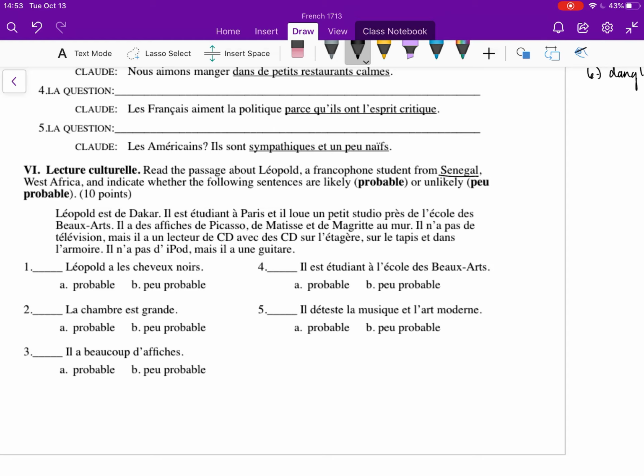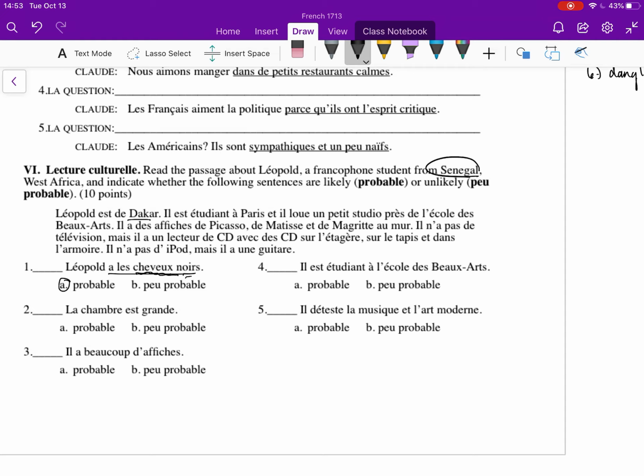So, going through these sentences to decide what's likely or unlikely. First one, Léopold a des cheveux noirs. This is testing you, of course, on remembering this expression. Avoir plus eyes or hair, in this case hair, and color. Il a des cheveux noirs. I would say probable because he is from Dakar, and if you don't know where Dakar is, you'd go to the directions Senegal, which is West Africa.